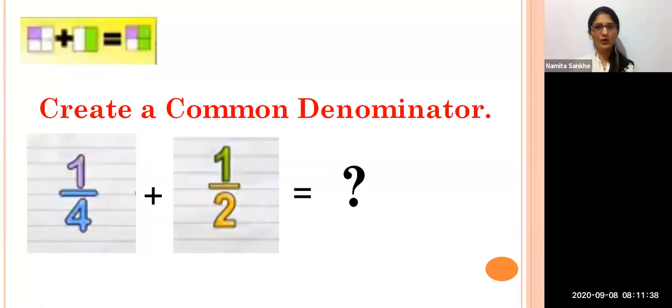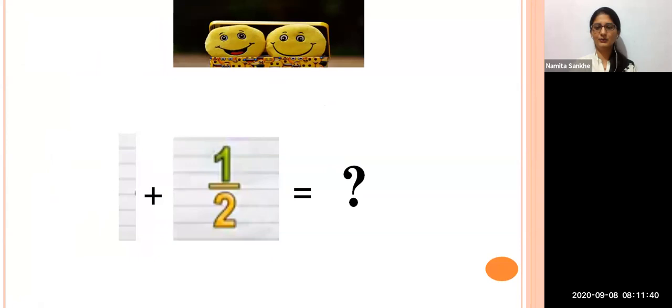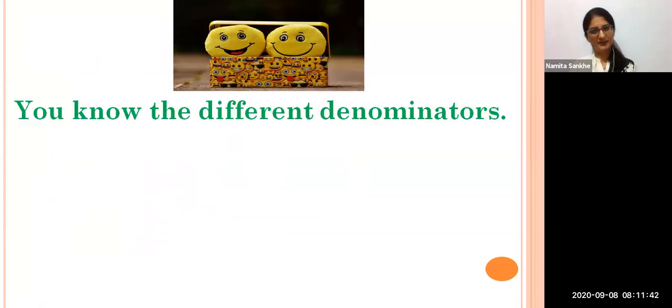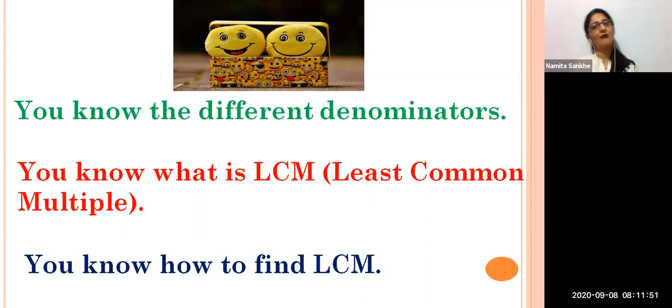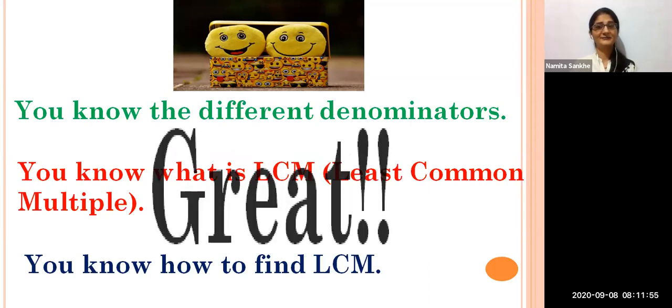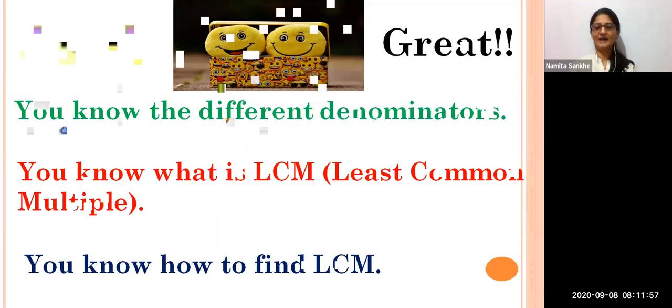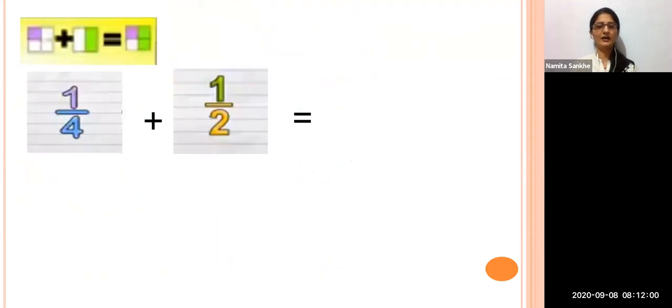Now you know all the things. So you know the different denominators in the given example. You know what is LCM, that is least common multiple, and you know how to find LCM, correct? Great, that's a great thing. Okay, so let us implement this in our example.